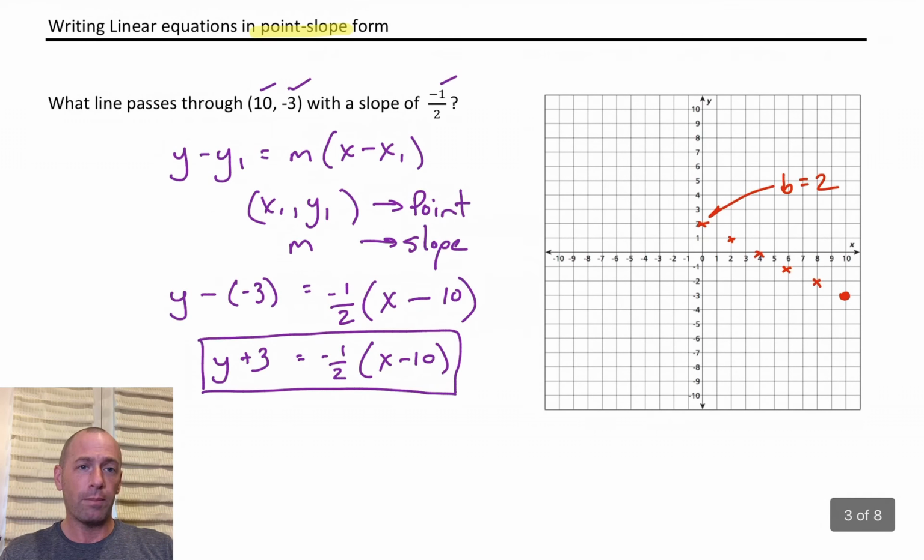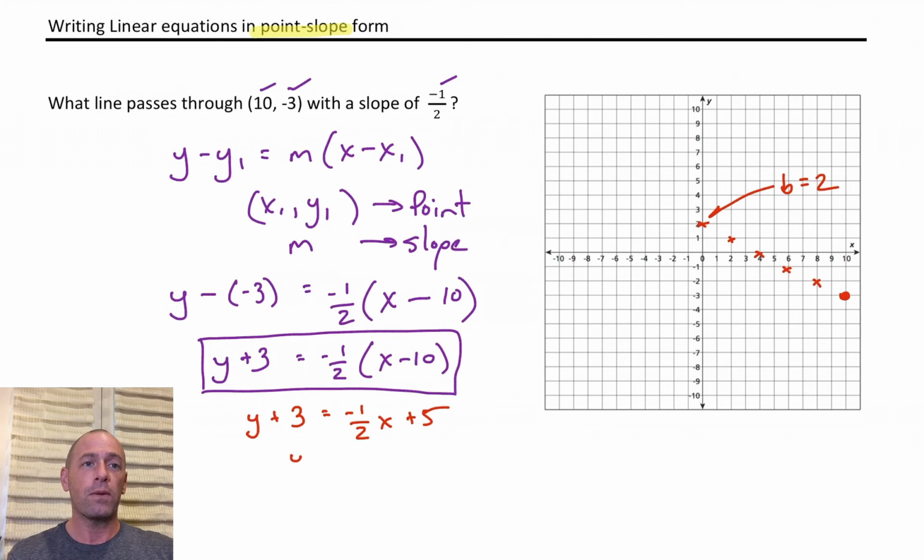If I want to check my work, what I can do is take the answer that I have in that purple box, that point-slope form, and convert it to slope-intercept form. And I do that by solving for y. So I'll start by distributing that -1/2, and then subtract 3 from each side. And what you see is you get the line y equals -1/2 x plus 2. Well, that's the same thing that we graphed on the right-hand side in the grid.